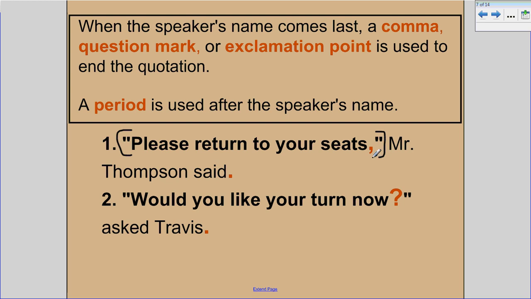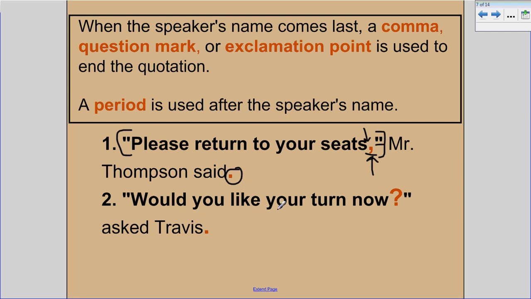Now you're going to notice that we use a comma here to separate what was said and the dialogue tag. Then at the end, because it is the end of a sentence, you're going to use a period. Again, please notice that this is a comma, and the comma comes first, then the quotation mark.